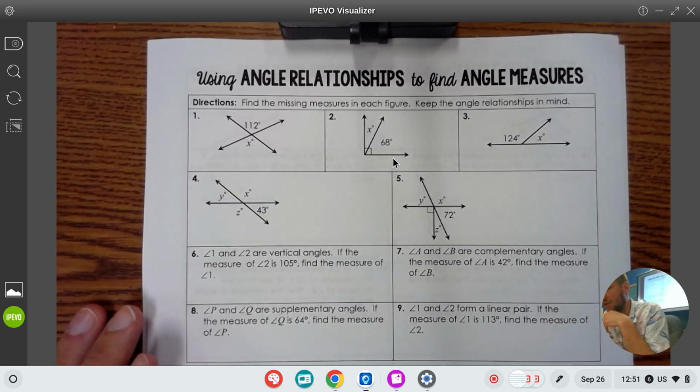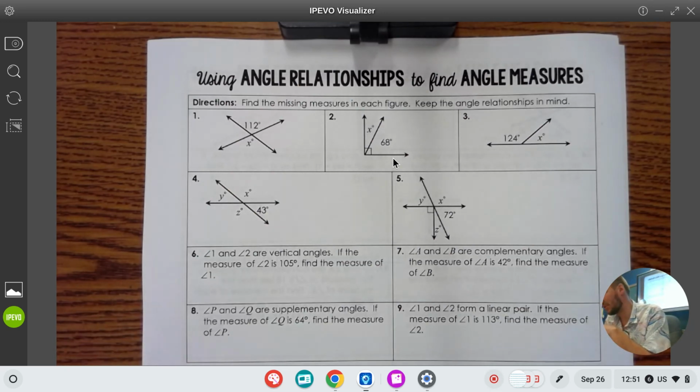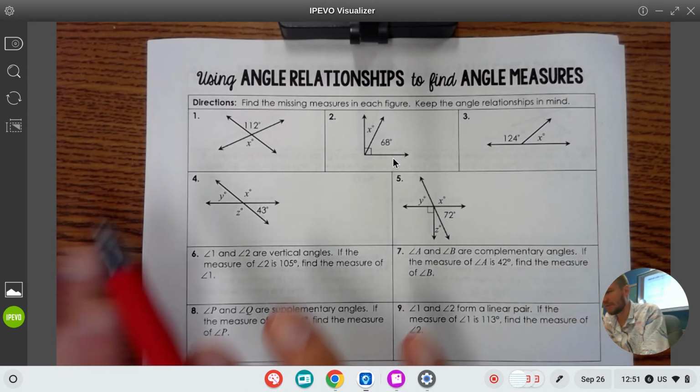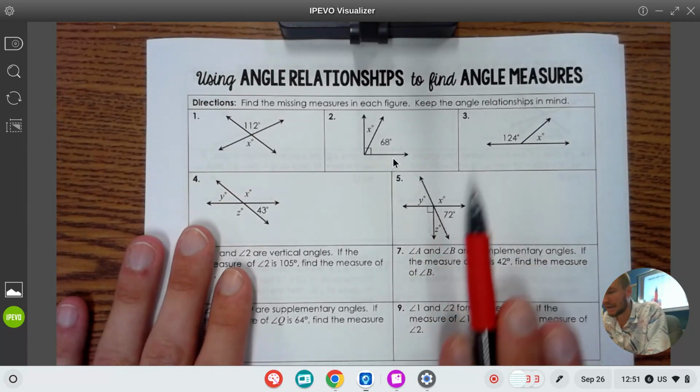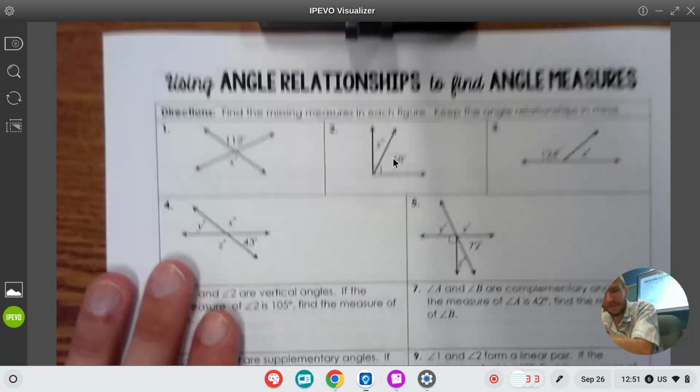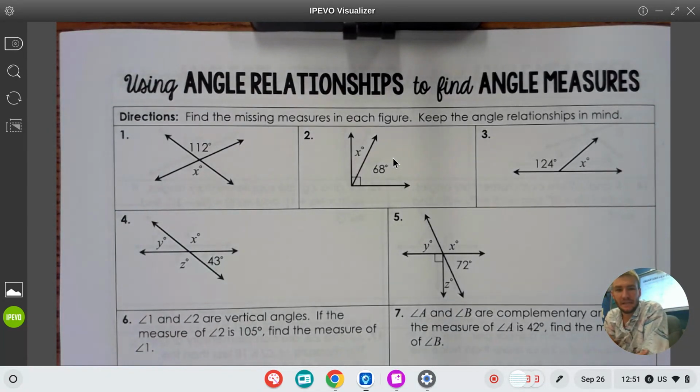All right, we're talking about angle relationships. We just did a whole bunch of notes. We got some new vocab words: vertical, adjacent, linear, complementary, supplementary. We're going to see how it shows up in an actual math question, okay? Find the missing measures in each figure and keep the angle relationships in mind.